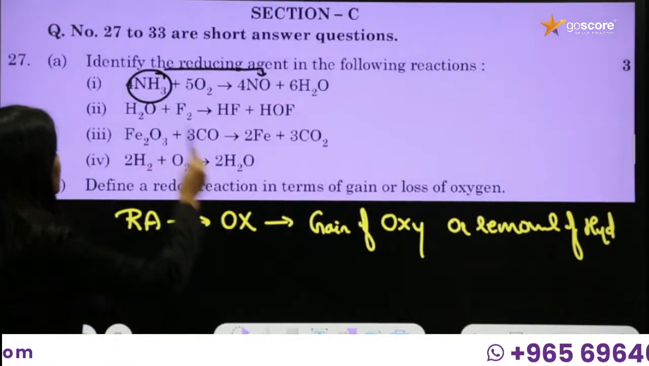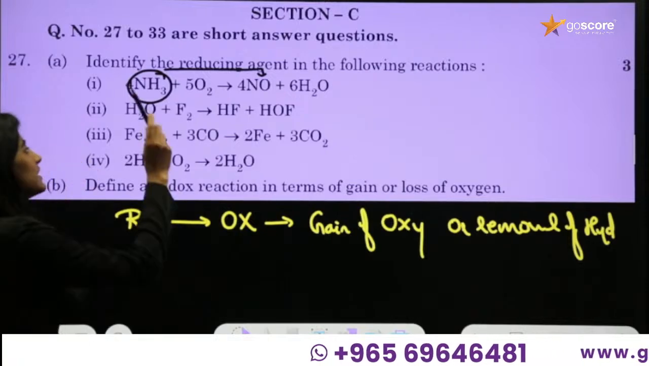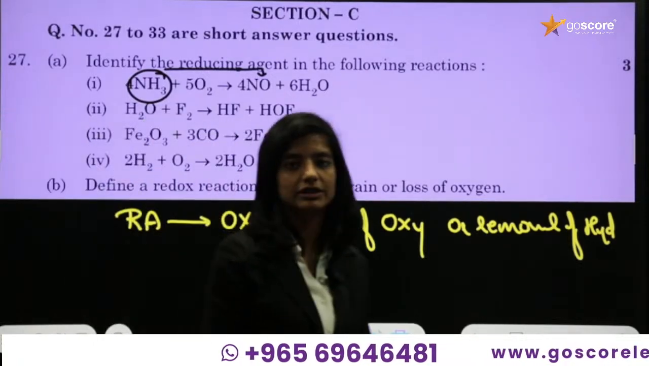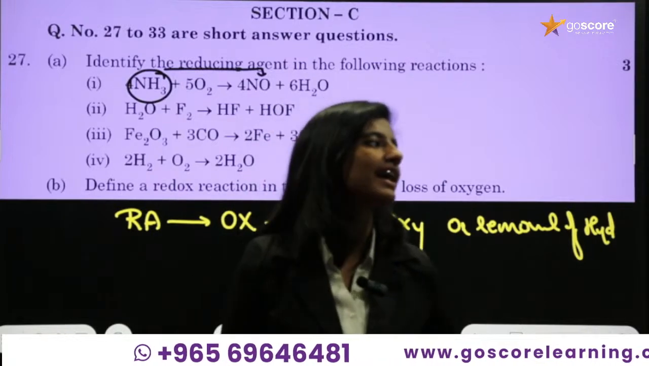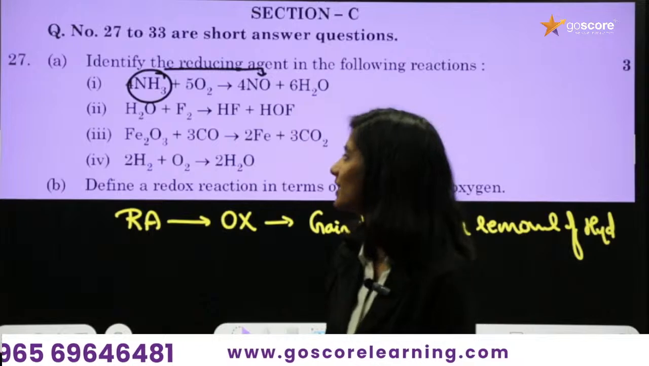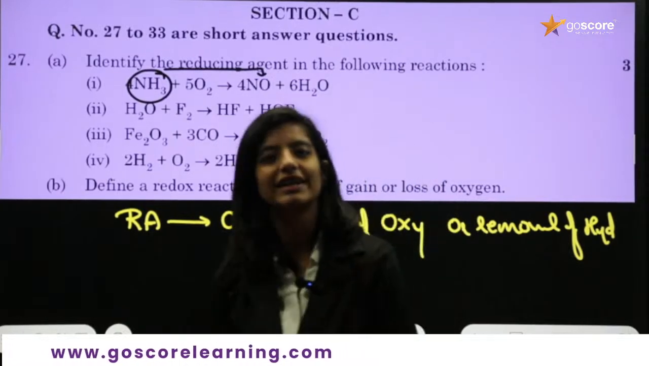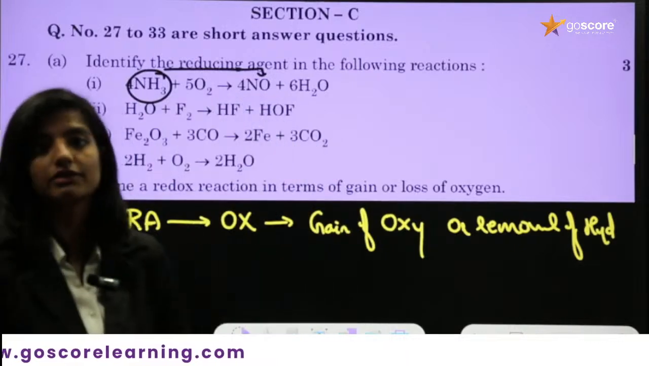Now coming to the second one. H2O plus F2 gives HF and HOF. This is where you will get confused. Actually, this question is an 11th grade topic, and in order to know this, you should find the oxidation number and decide, which you'll learn in the higher grades, in the 11th grade, if you choose science, of course.